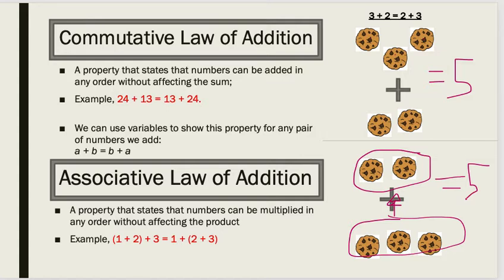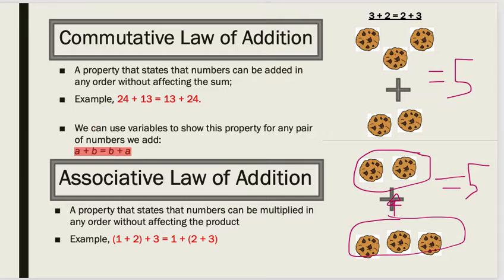It doesn't matter if I started with 3 cookies and I got 2 more from, let's say, a friend, or I brought 2 cookies for lunch and the friend gave me 3. It doesn't matter which order the addition is in, I still end up with 5 cookies. All right? We can show this with variables through the expression here. Any pair of numbers, a plus b will always be the same as b plus a. We can change that order when we're doing addition.